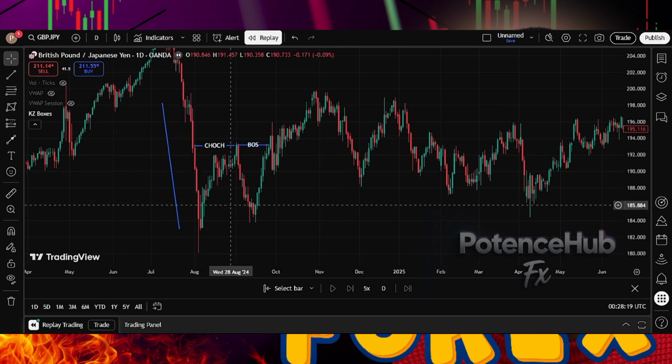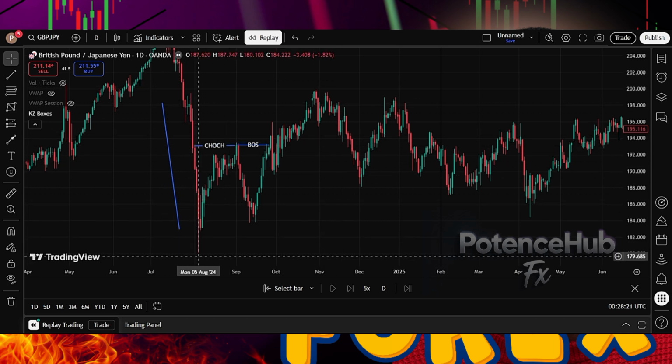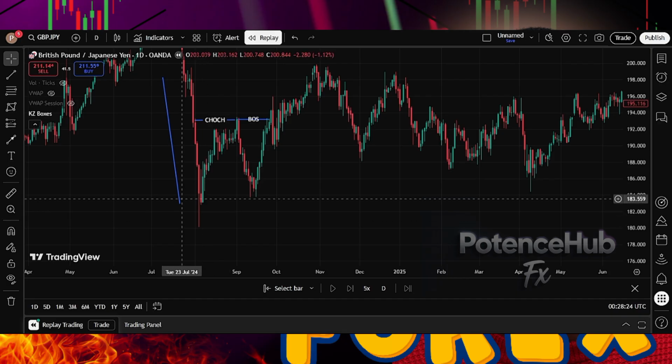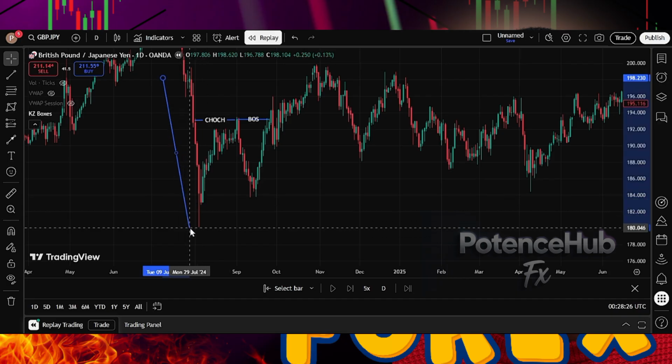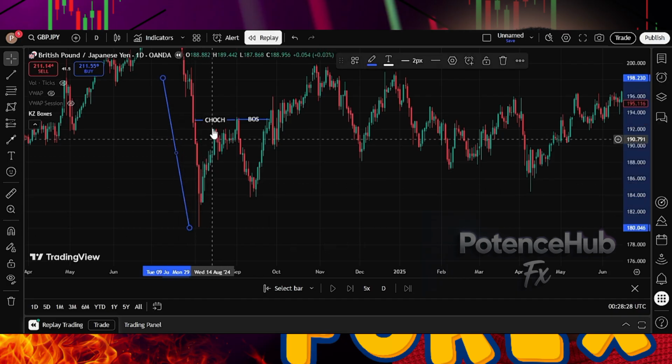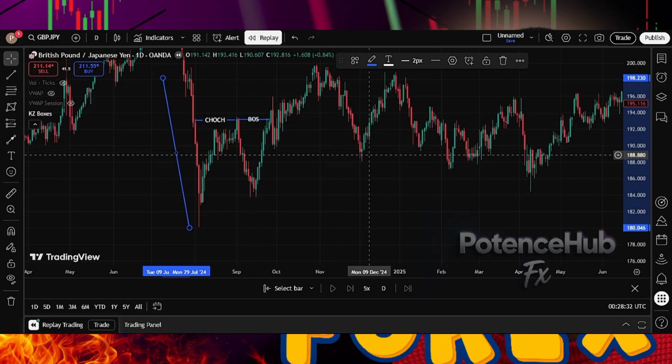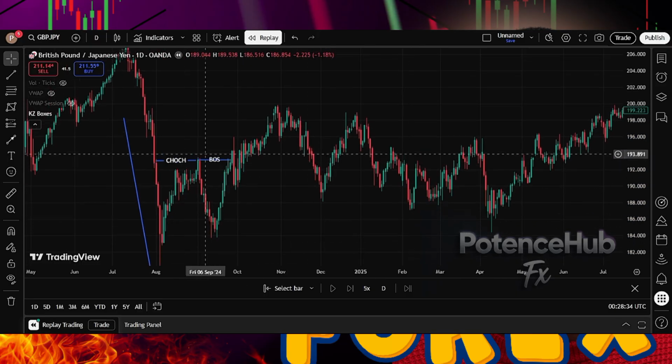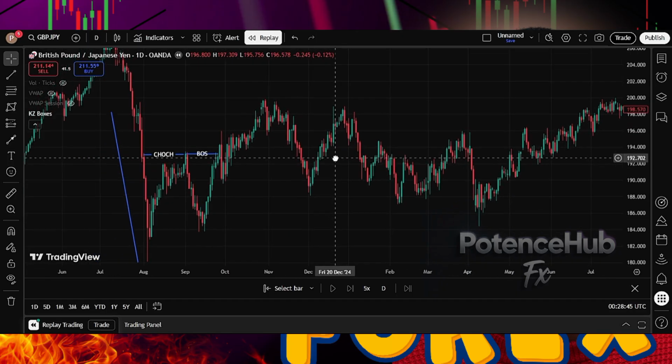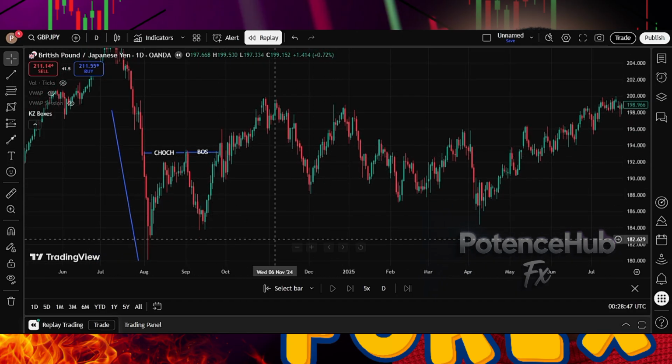By so doing, you now see that it got to this point of origin and had to have a change of character to the upward side. So as you can see now, this particular trend is bullish. The next thing to look for is the point of origin.